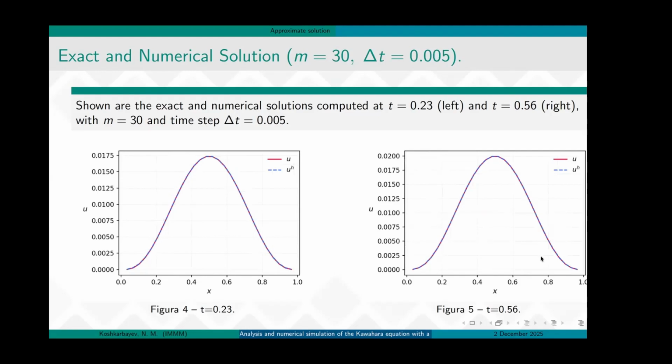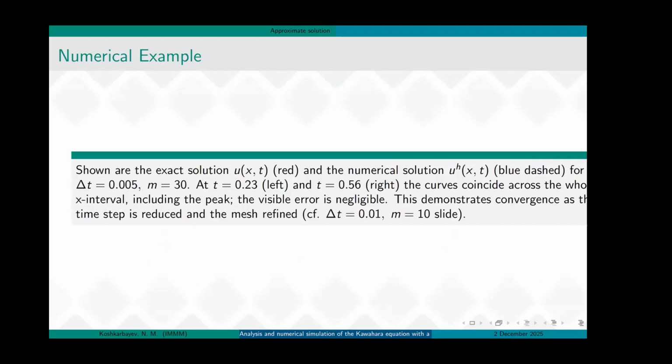When we increase the number of basis functions to m equal to 30, and time step 0.005, the results improve significantly. As we can see in figures 4 and 5, the numerical solution coincides almost perfectly with the exact solution. And this comparison confirms that the error is negligible. The perfect overlap demonstrates the convergence of the scheme as we refine the mesh and reduce the time step.